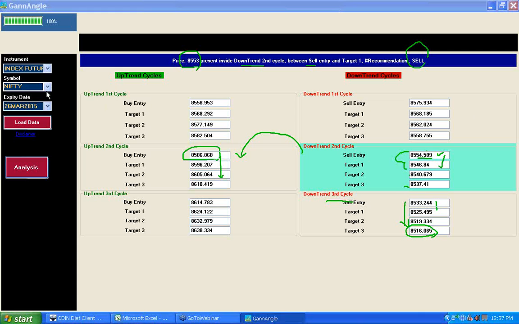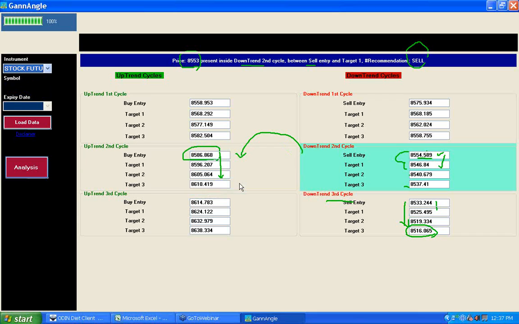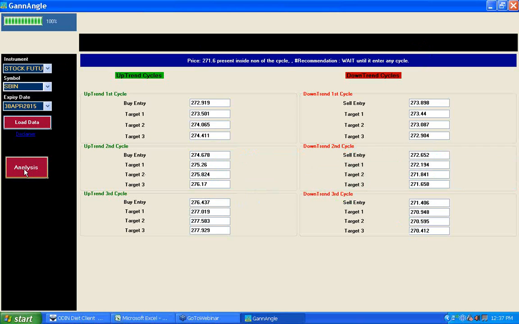So let me go with one more stock future. I have loaded the stock future. Let me go for the April series, and I am going for April series SBI. I'll be just loading the data here, and I'll be analyzing the prices. It is telling me the current price reference, which is being taken from 271.6, from where the calculation has started.